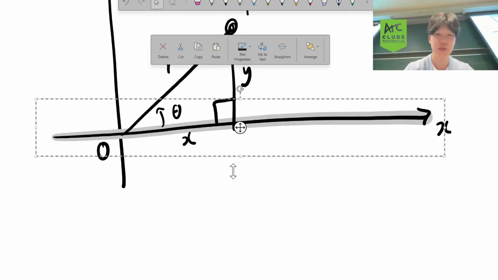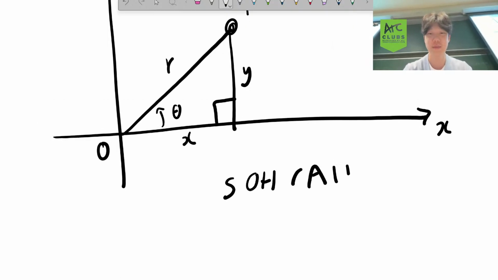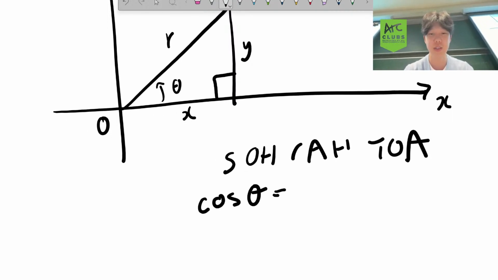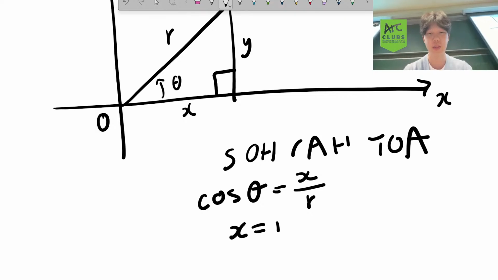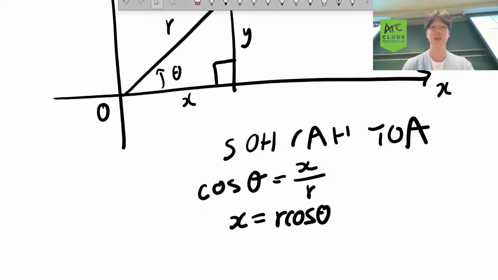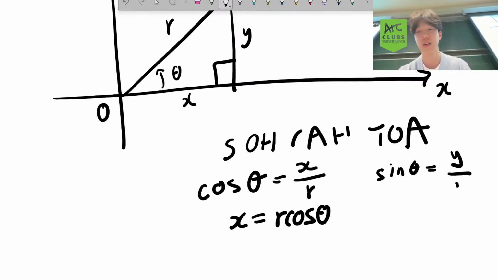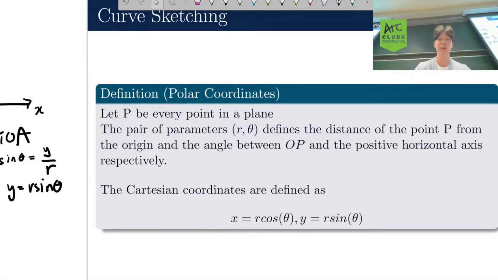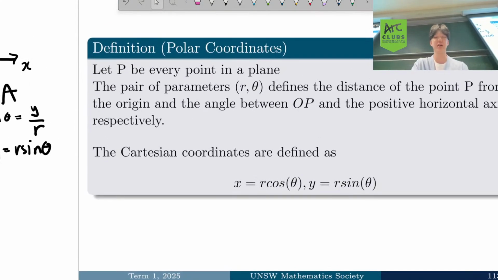We know from SOH CAH TOA that the cos of theta is just going to be the adjacent, which is x, divided by the hypotenuse, which is r. So x is going to be r cos theta. Similarly, sine theta is going to be the opposite, which is y over r. So y is going to be r sine theta. As such, the Cartesian coordinates can be defined as r cos theta for x and r sine theta for y.